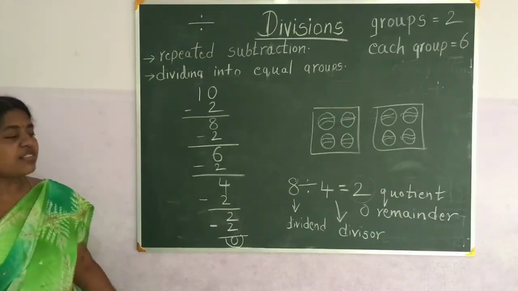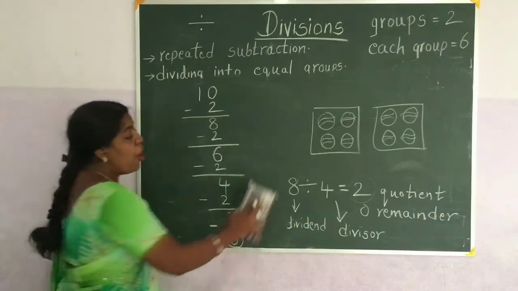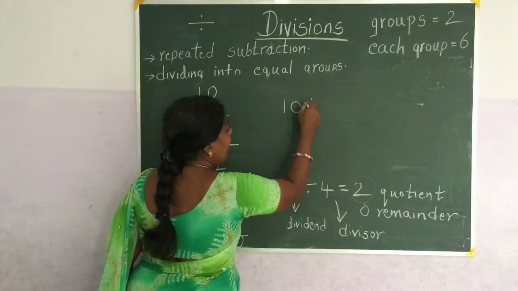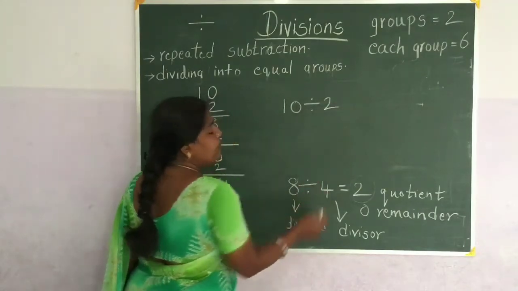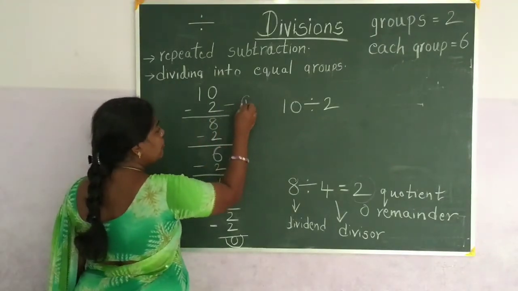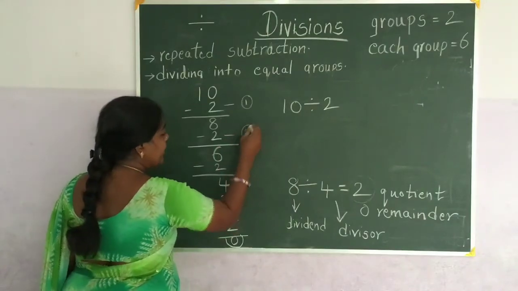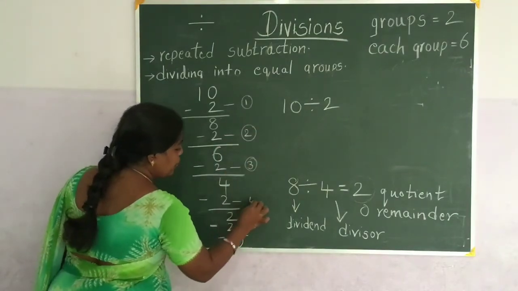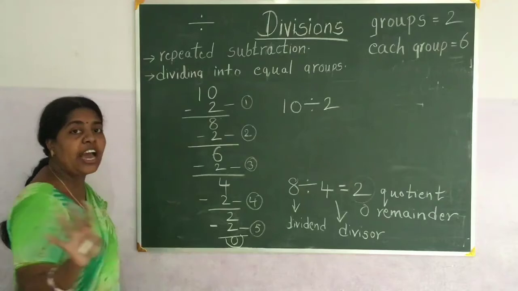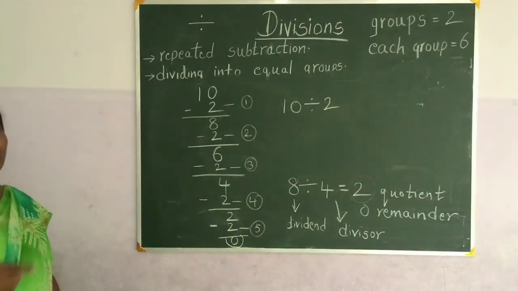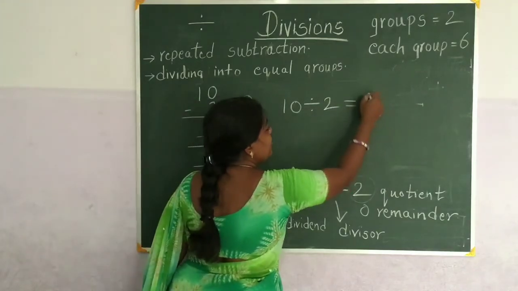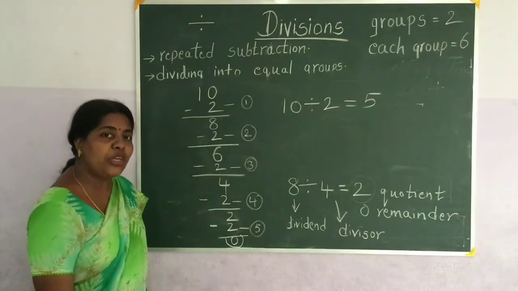How can you show this repeated subtraction as division form? So, 10 chocolates are divided equally. From 10 I am removing 2. How many times I remove 2? First time, second time, third time, fourth time, fifth time. 1, 2, 3, 4, 5 times I subtracted 2 to get 0. Till I get 0. So, it is 5. 10 divided by 2 is 5.